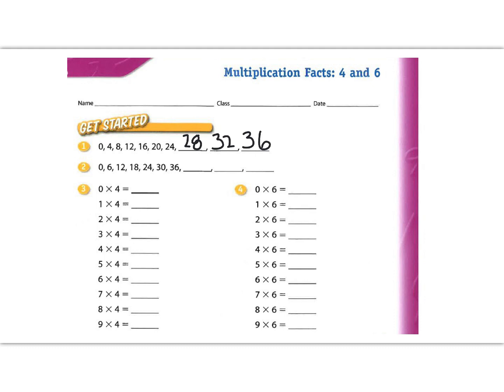Same thing with number 2 is 6s. We're skip counting by 6 or adding 6 each time. So 36 plus 6, 42. Add another 6, we get 48. Add another 6, we get 54.